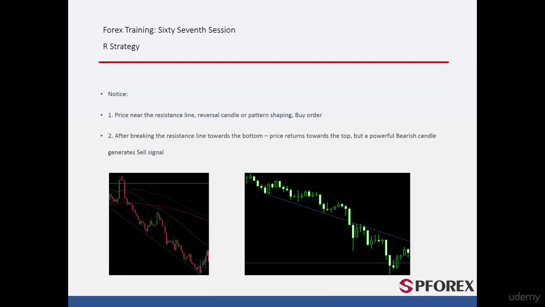2. After price passes a resistance line and returns towards it, if a powerful bearish candle forms on the resistance line, then a reliable sell signal will be generated. On the right graph, market price has passed the resistance line. Market price could not pass this line towards the top, after price returned towards it. An engulfing candle has formed on this resistance line. Thus, a trader could place a sell order.